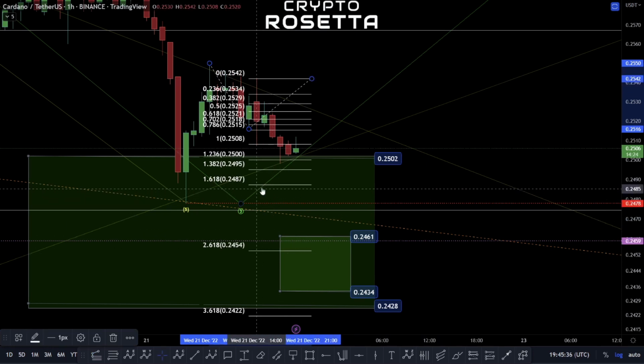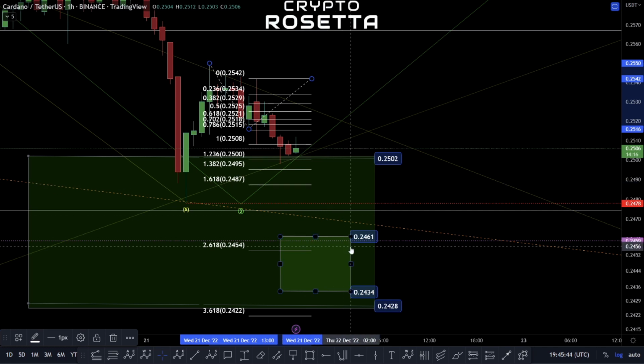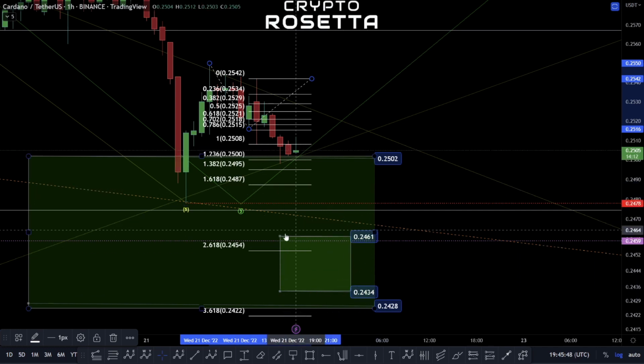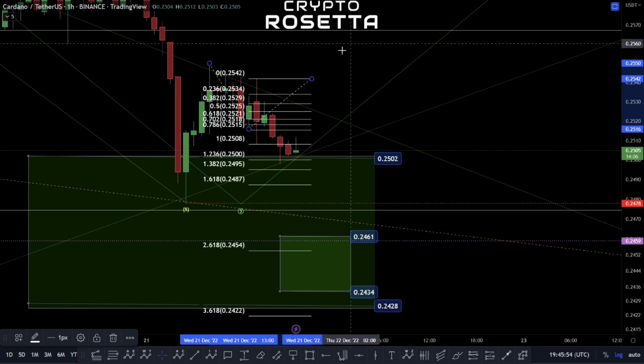Confirmation of a wave 3 would come by crossing this 1.618 area of 2487, and then we'd be looking for that wave 3 to complete, a wave 4, and then a wave 5 to the downside, which could potentially look to target out this area. We could also potentially look to just hit this trend line again one more time, and then move away from it.